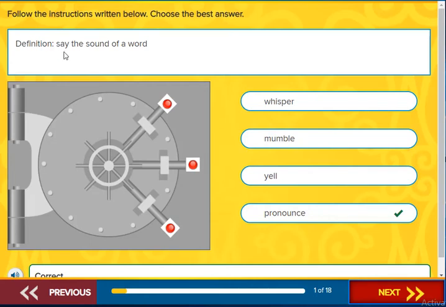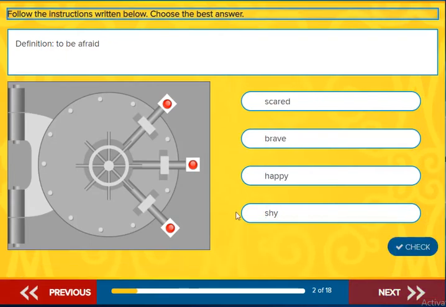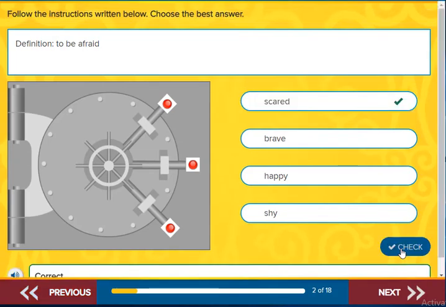Number 2. So we're going to click on next. To be afraid. Definition: to be afraid. Which word means to be afraid? Is it scared, or brave, or happy, or shy? It is the word scared. Good job!